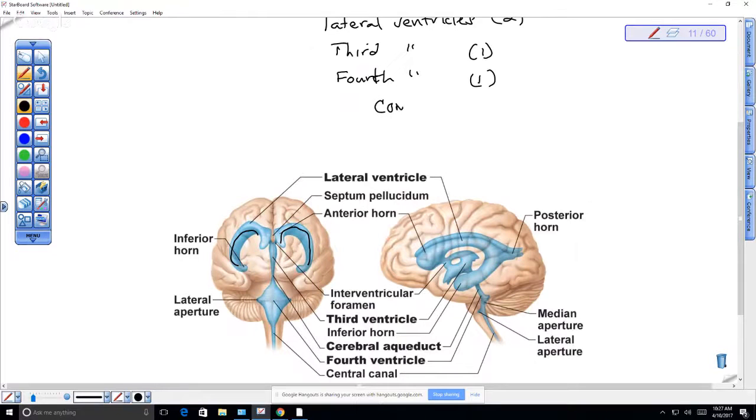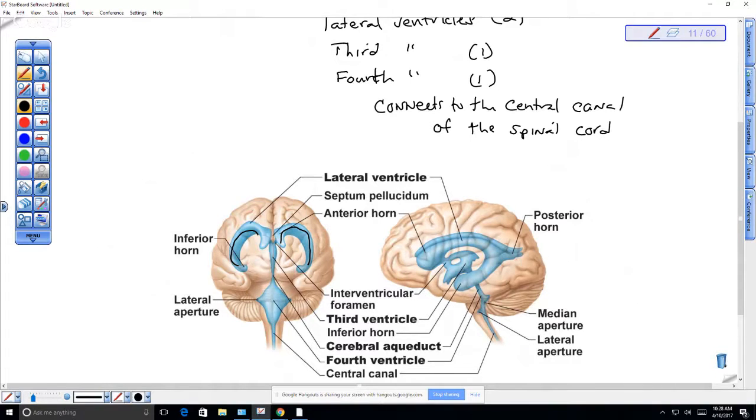The ventricle connects to the central canal of the spinal cord. So they have the middle aperture and the lateral apertures, which connect into the meninges, the fluid that's inside the meninges.